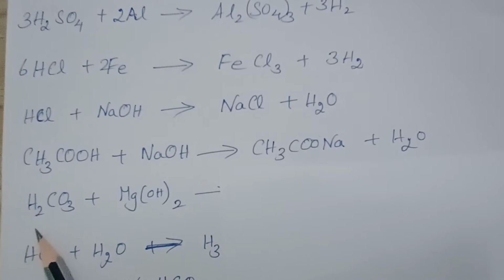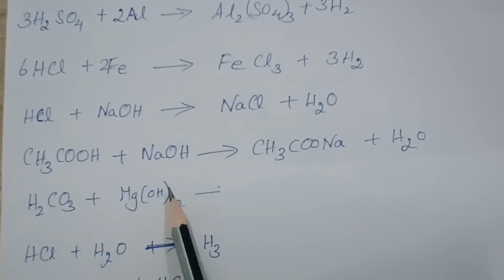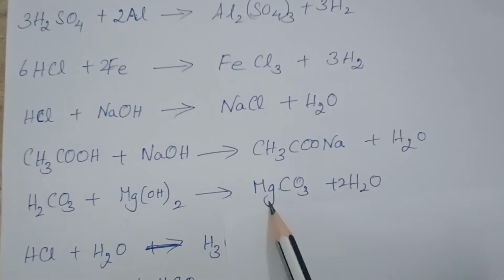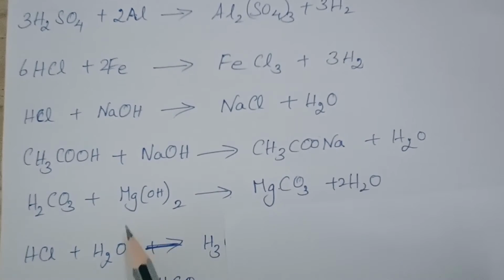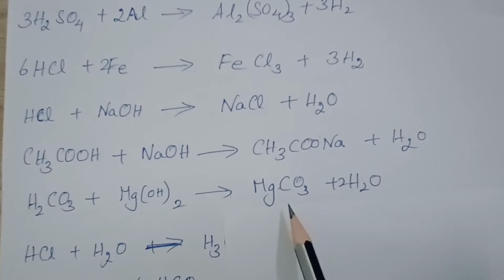Okay, next, this is carbonic acid, right? H2CO3 means carbonic acid. Carbonic acid plus magnesium hydroxide. Hydroxide is base, right? Acid plus base gives salt plus water, right? What is the salt? Magnesium carbonate plus water. So carbonic acid plus magnesium hydroxide gives magnesium carbonate plus water.